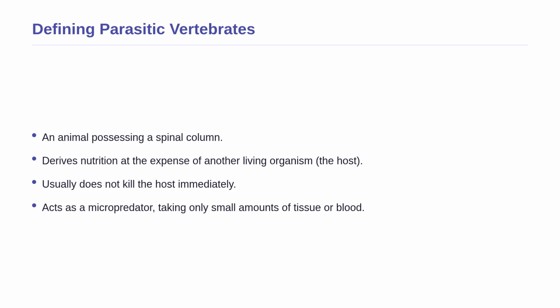Building on that intuition, let us formally define what a parasitic vertebrate actually is. In biological terms, it is an animal possessing a spinal column that derives its nutrition at the expense of another living organism, which we call the host. The crucial distinction here is that they usually do not kill the host immediately. Unlike apex predators that kill their prey outright, these vertebrates act as micropredators. They take only small amounts of tissue, blood, or resources. This ensures the host survives the encounter, allowing the parasite to return and feed on them again in the future.